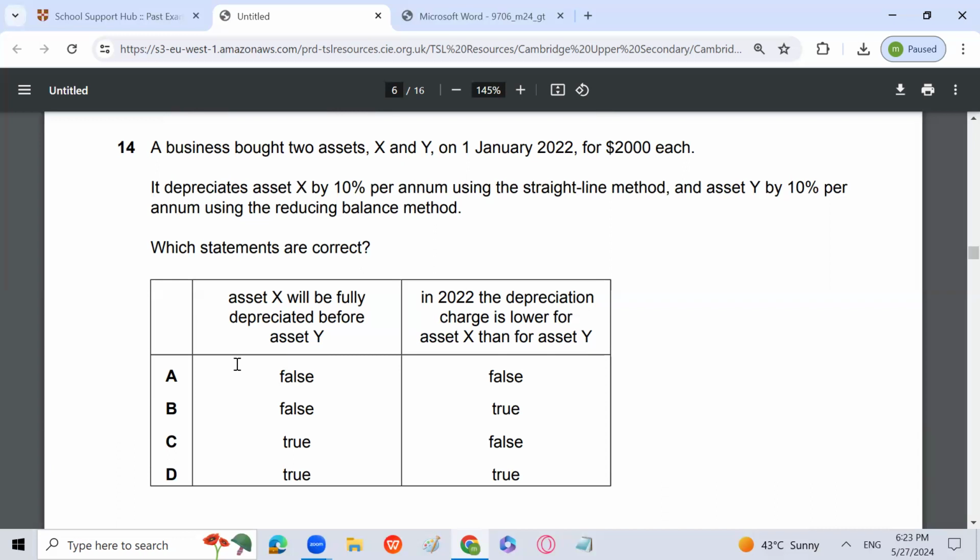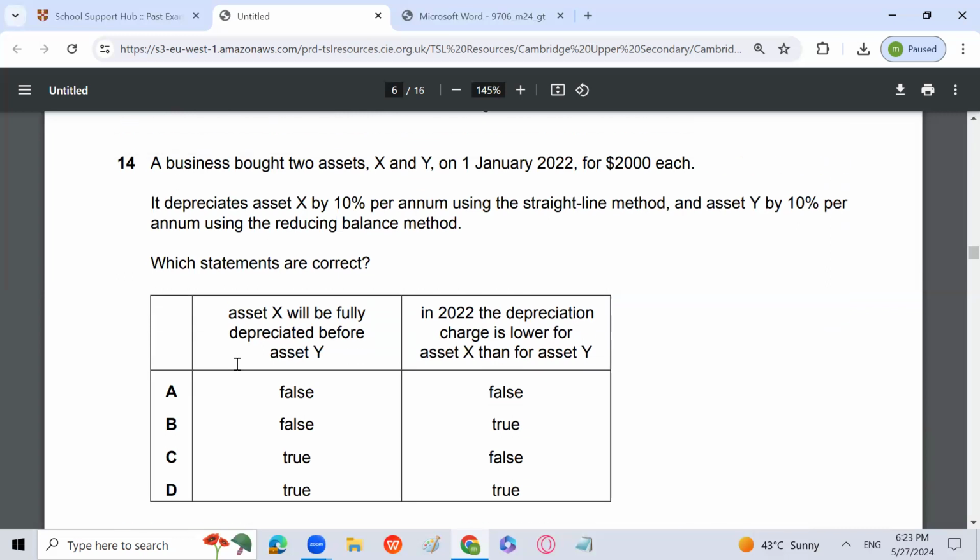And for the first part, asset X will be fully depreciated before asset Y. That is true. With the straight line method, your assets will be fully depreciated, because you subtract the depreciation as a constant value. So it will depreciate, and by the end of the useful life, the value will become 0. So that is true. So C is the answer: true and false.